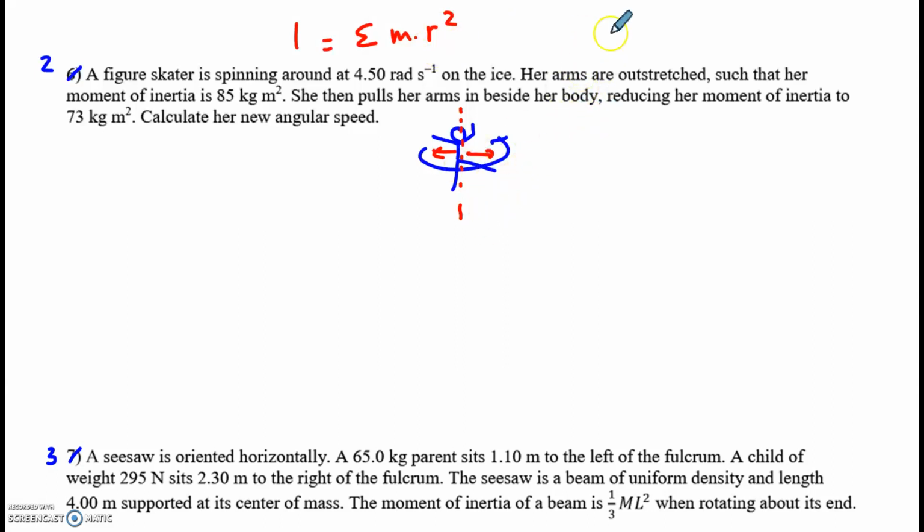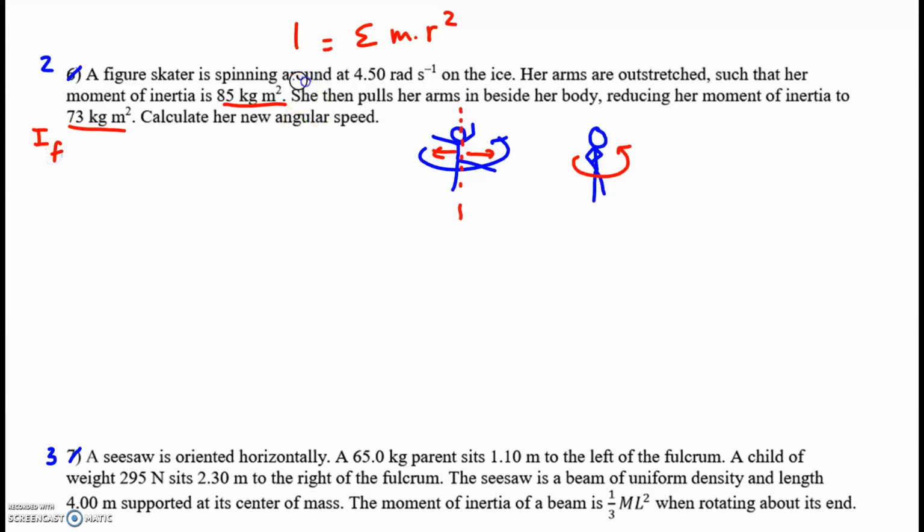So if she suddenly brings her body in, brings her arms and legs back in like this, then as she spins, her moment of inertia just changed. And that's exactly what this question says. It says her arms are outstretched such that her moment of inertia is 85 kilograms meters squared. She then pulls her arms in beside her body, right by her torso, reducing her moment of inertia to 73. I'm going to call this I initial, and this is I final.